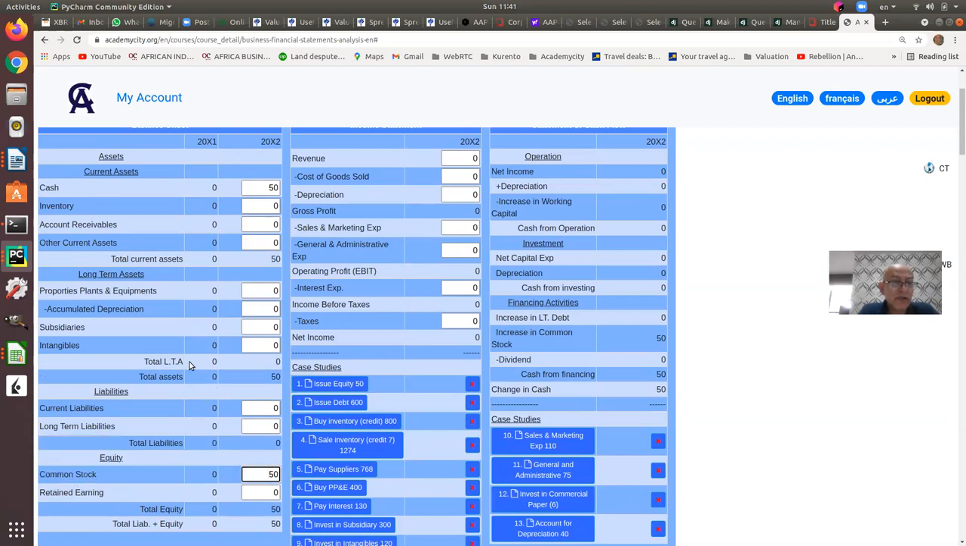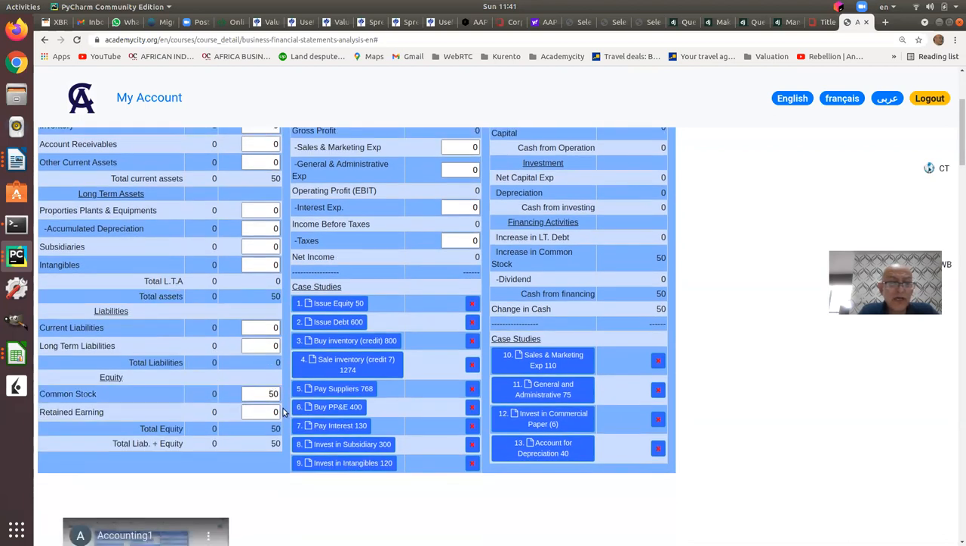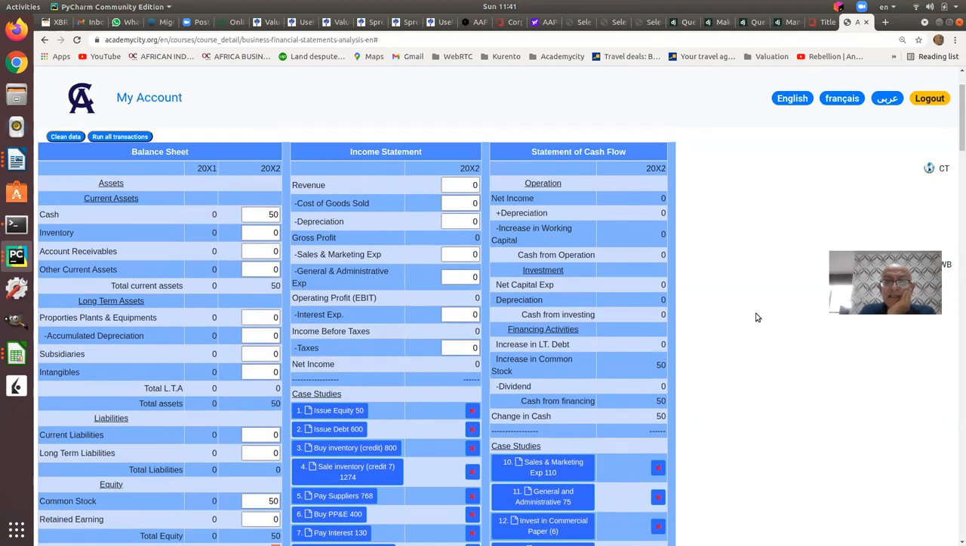And again, total assets, as we saw before, equal total equity plus liability. No effect on the income statement, remember, but is there an effect on the statement of cash flow? Definitely yes. Remember, what did we say about the change in cash? Change in cash always, always will be equal to this difference. Oh yes, the difference was 50. Here it is, exactly 50.